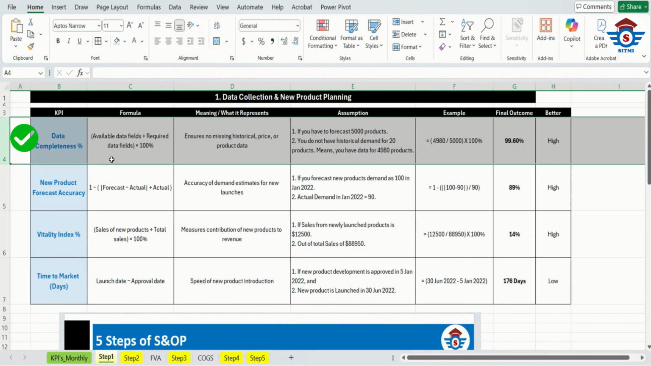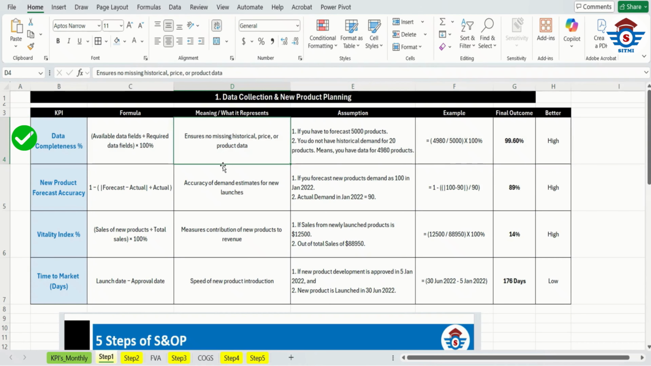Now, let's understand the basic concept. Whenever we have to do forecasting, we need to have complete data available for all the products to move ahead. If we do not have the required data, like prices or demand history or any information required to do the forecasting, then our input is not complete, and hence our output will also not be robust. That is why data completeness is an important KPI that has to be measured in Step 1. Now, what is the meaning of this KPI?